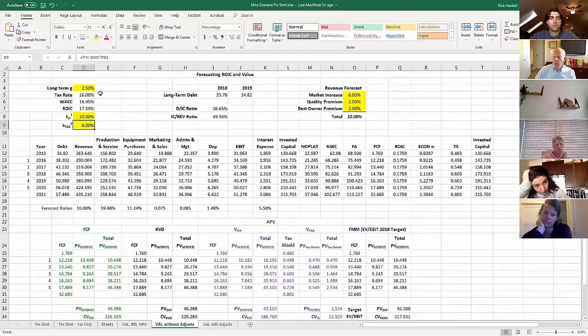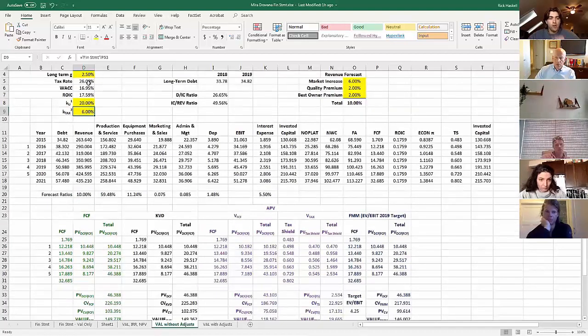Now, I want you to think about what's going on in the rest of our values. We've got growth at 2.5%, WACC at 16.95, ROIC at 17.6. Approximately what is RF in our economy today? The risk-free rate of borrowing?